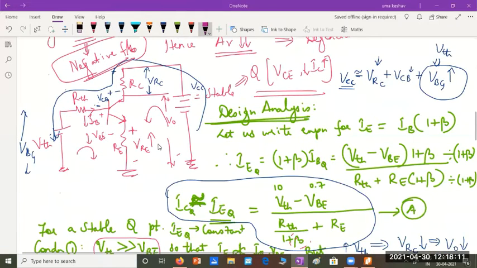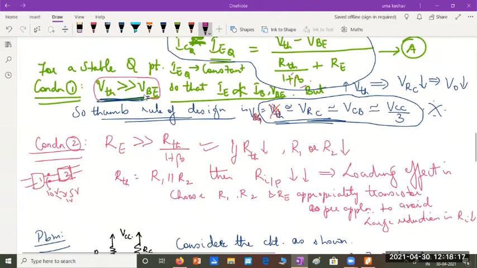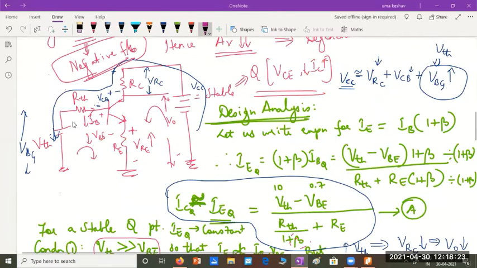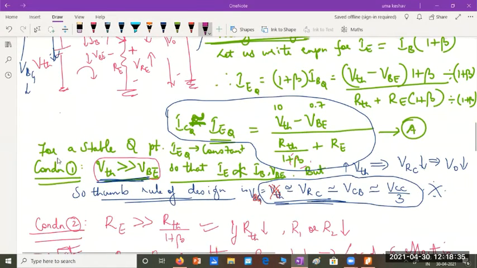And we also did the design analysis. We said there can be two conditions. One is based on the emitter current equation. We wrote the equation for emitter current by using the KVL of the input loop. We considered the KVL equation of this input loop, and there we said there can be two conditions for design.